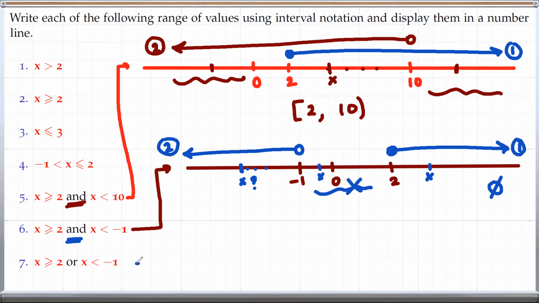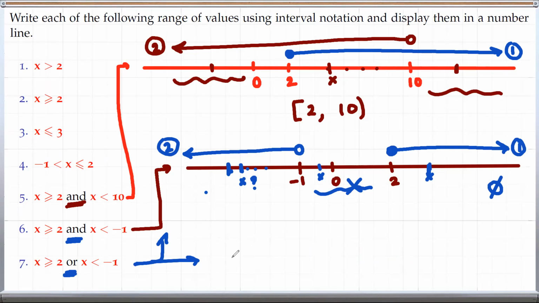For number 7, we can use the same number line because we have the same inequalities. The only difference is these two inequalities are connected by OR. That means we can have an x value satisfying either of those two inequalities. So if your x is here, it satisfies the second one. So this will be good for number 7 when you connect by OR. If your x is here, it satisfies the first one. So that is also good.